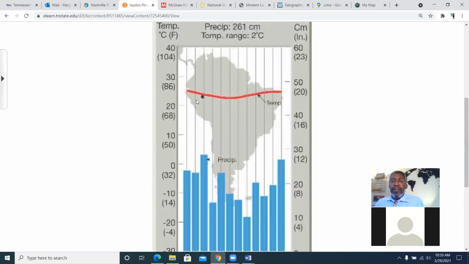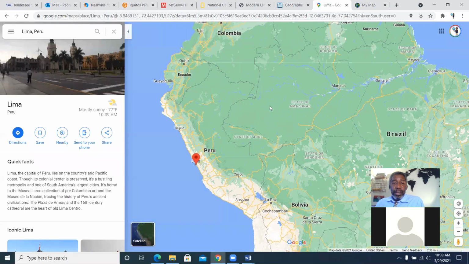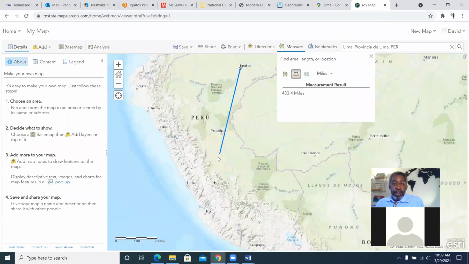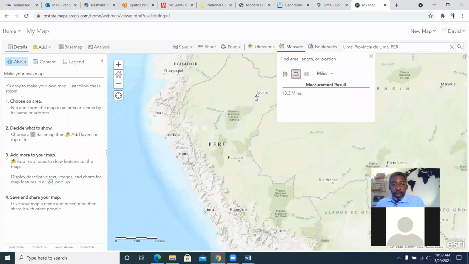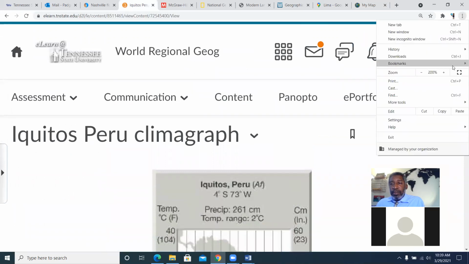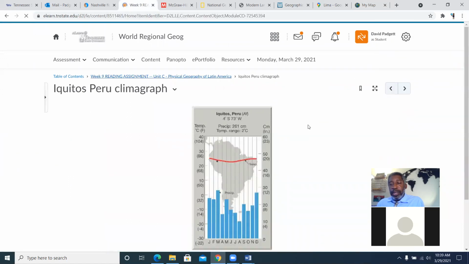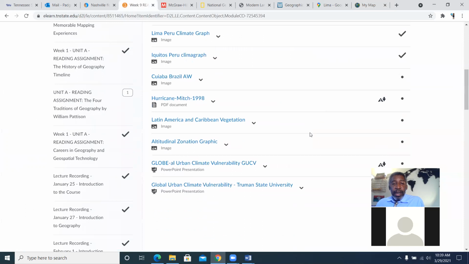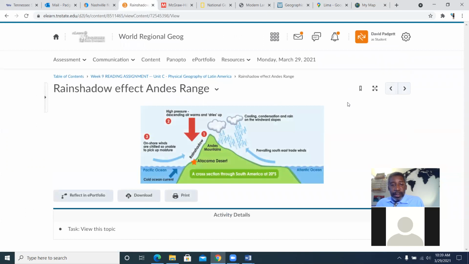And you might ask, well, they're not that far apart. Why do we have such a huge difference in precipitation with these two cities that aren't very far apart? Well, if you notice, the Andes mountain range is located in between these two cities. And so that mountain range does affect the climate in this region very much. So in your reading, you'll come across something called the rain shadow effect of the Andes mountain range.